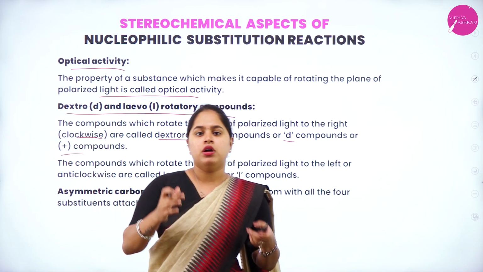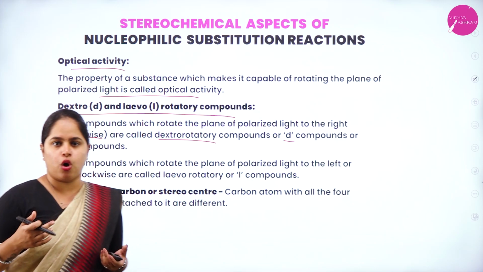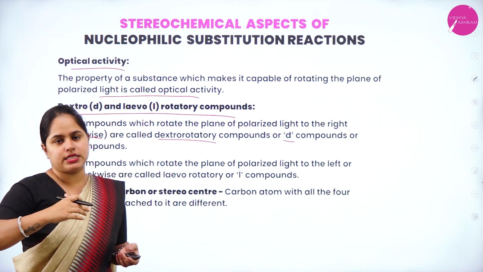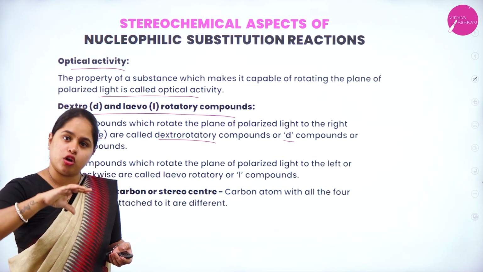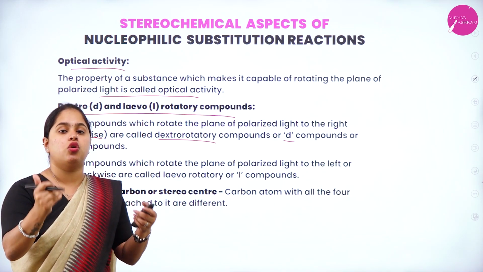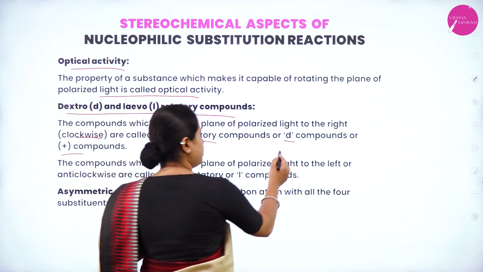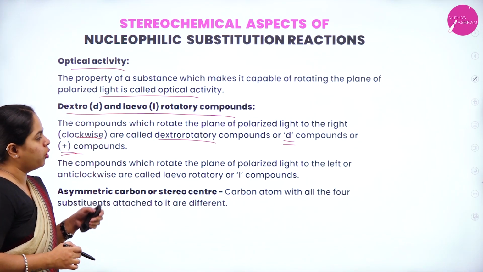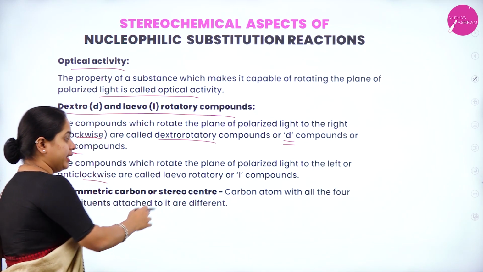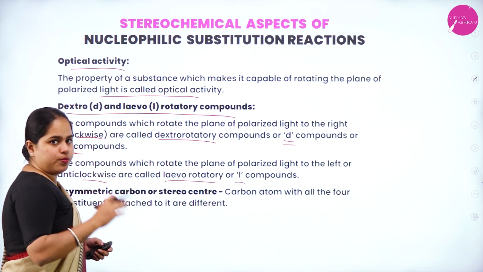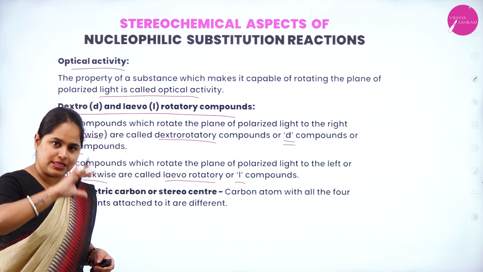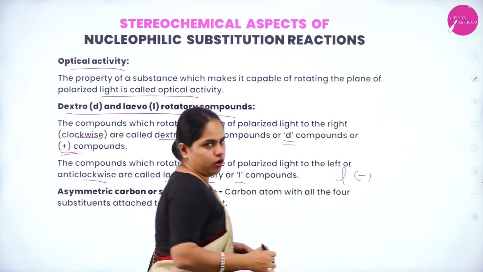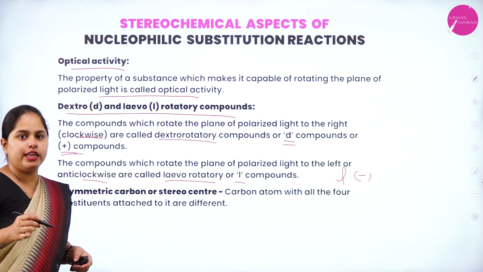As I told you, when plane polarized light is passed through a substance, if the substance rotates it towards the right or the clockwise direction, we call it dextrorotatory. It can be represented by the small letter D or with a plus sign. Now the compounds which rotate the plane of polarized light to the left or anti-clockwise are called levorotatory, or L. If the plane polarized light is rotated towards the left, it is called levorotatory, mentioned by L, or you can use a minus sign also. Dextro D or plus, levo L or minus.